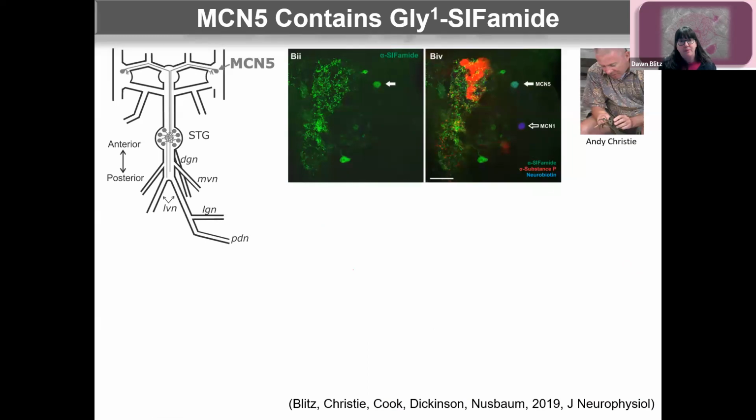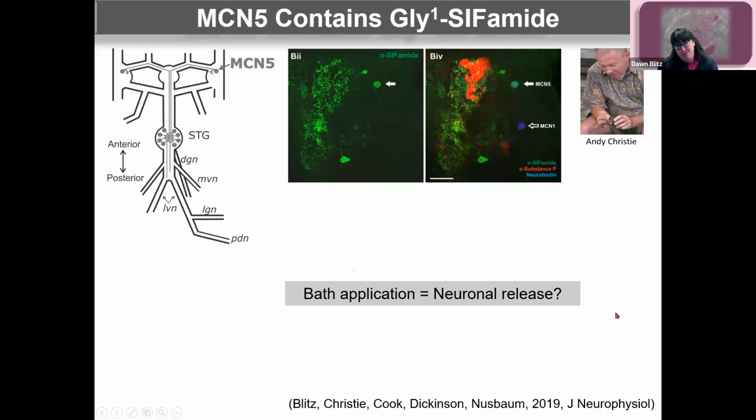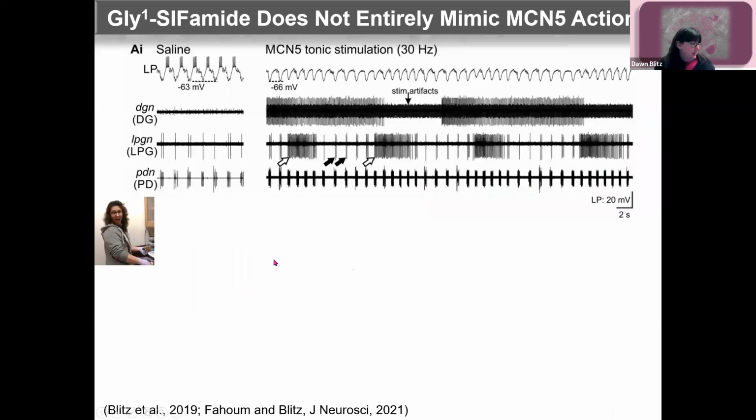First, Patsy and Mikey and I formed a collaboration along with Andy Christie. The first thing we did was just to determine whether MCN5 contains gly-1-cifamide, which it does. So this is MCN1, which does not have the gly-1-cifamide, but MCN5 does. After all this time of talking to you today, I'm kind of back to the original question of whether bath application mimics neuronal release. The original description of gly-1-cifamide in Cancer borealis was this collaboration among our 3 labs.